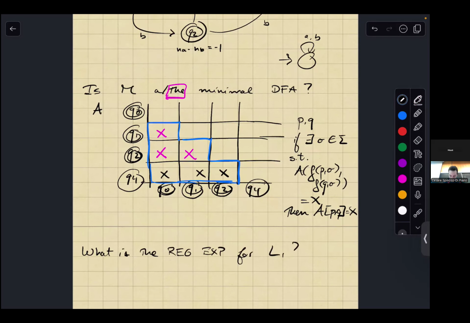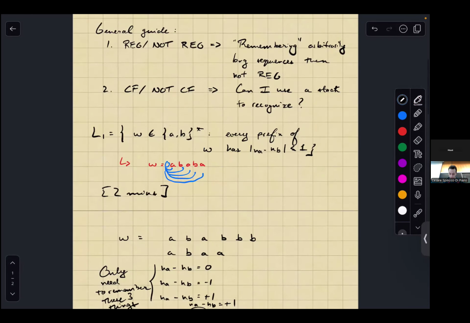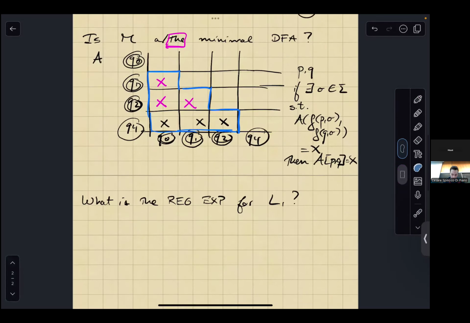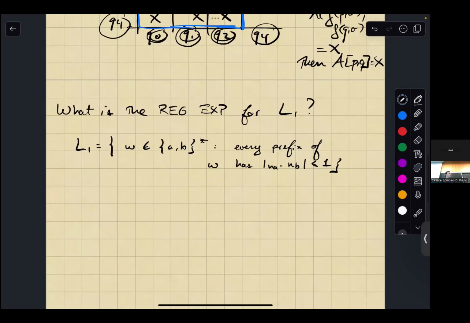What is the regular expression for L1? Let's just remind ourselves what L1 is by copying this. Copy and then paste. Thank you very much. So if you want to tell me what the regular expression is?